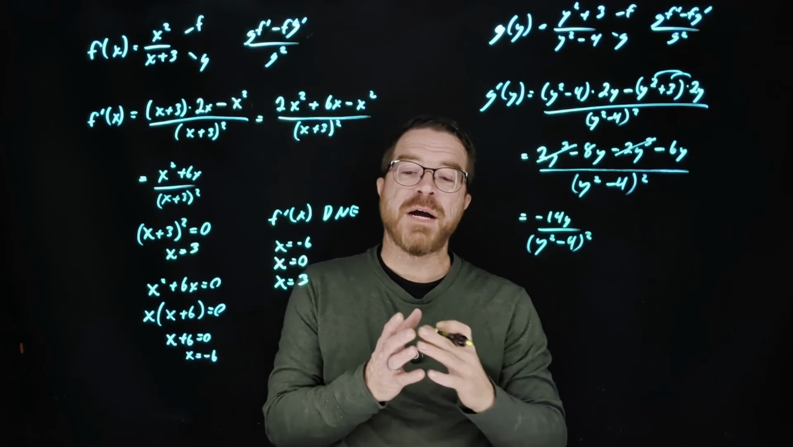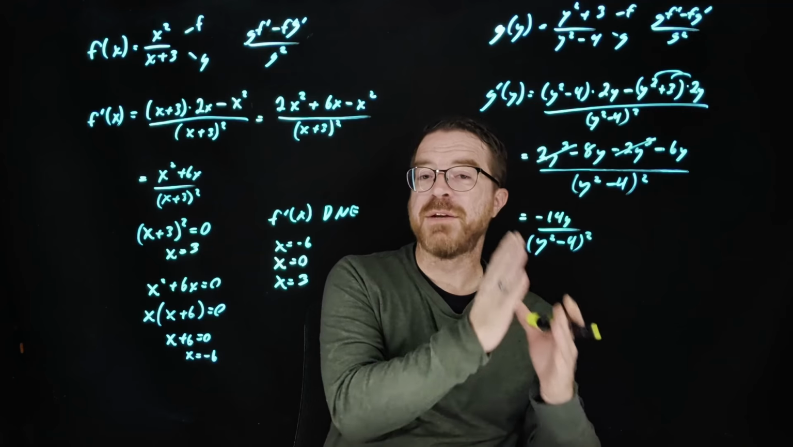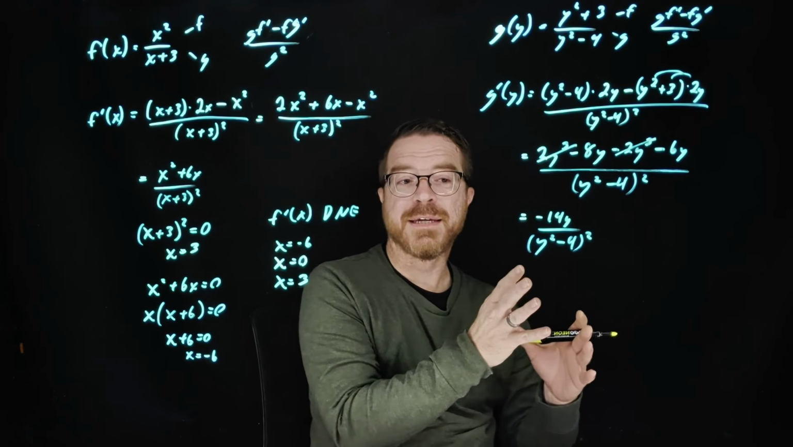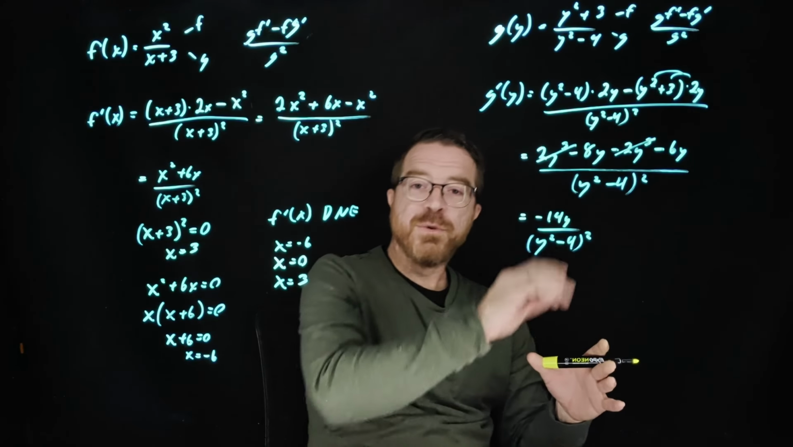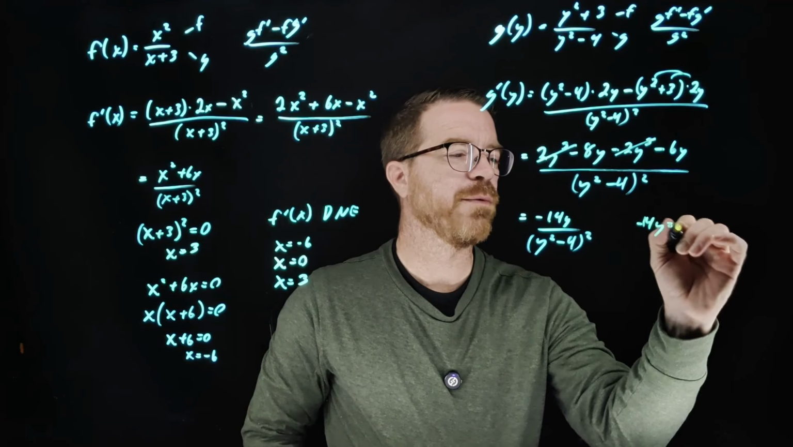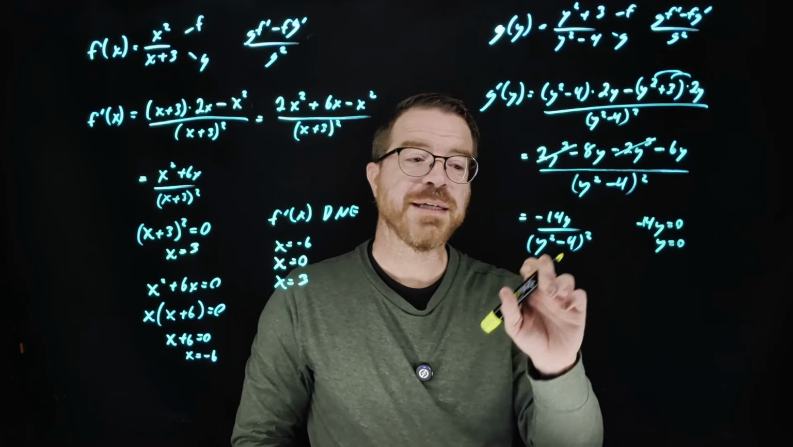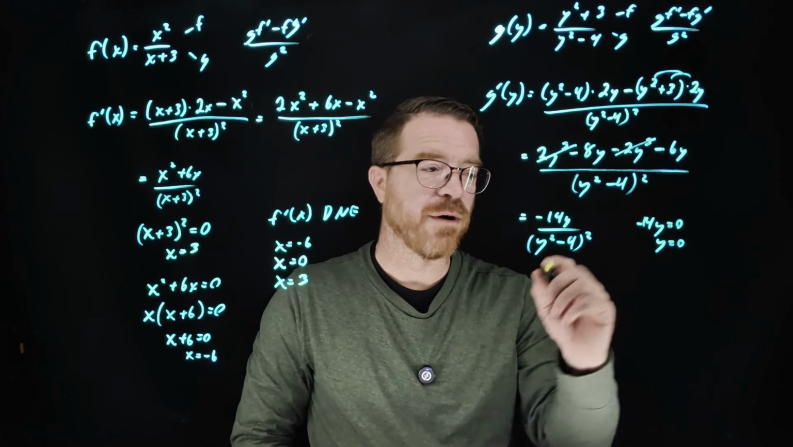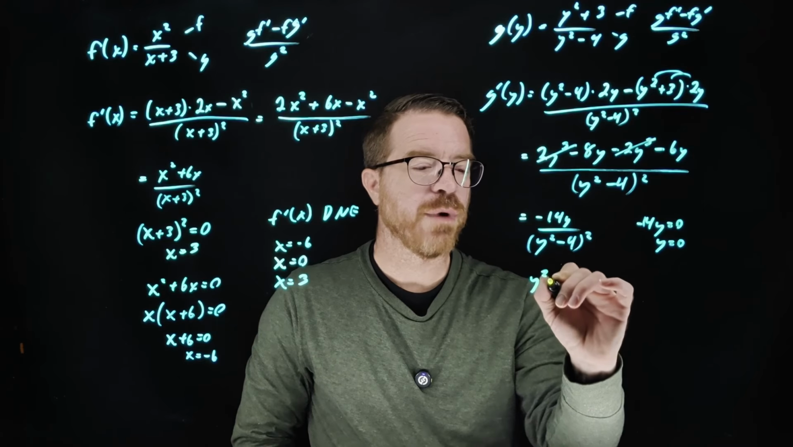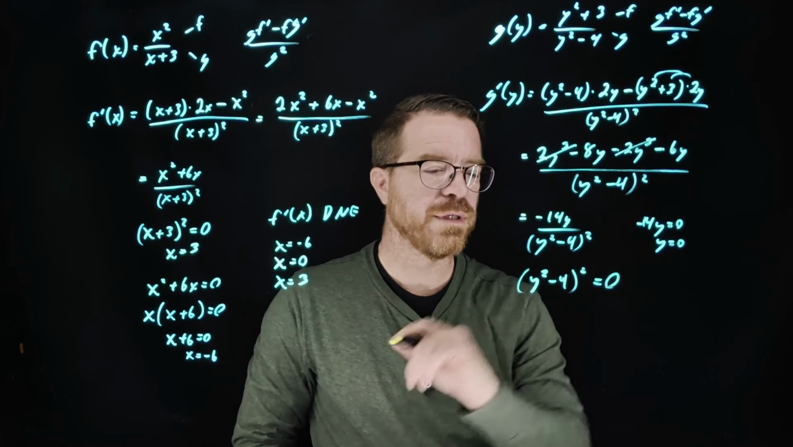Okay, so now we need to find our critical numbers. So again, we need to figure out where this is equal to 0, and we need to figure out where it does not exist. So it's equal to 0 when the numerator equals 0. So we have -14y equals 0. This is going to be y equals 0. For where it does not exist, it's where the denominator would be equal to 0. So this would be where (y squared minus 4) squared equals 0.